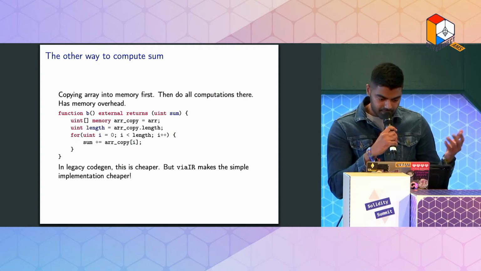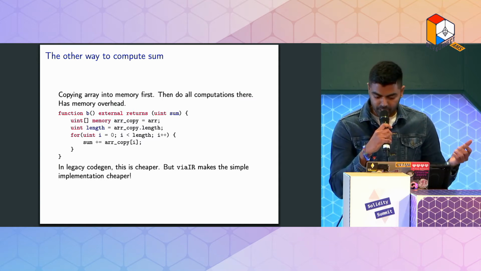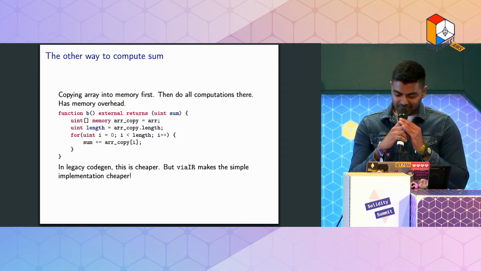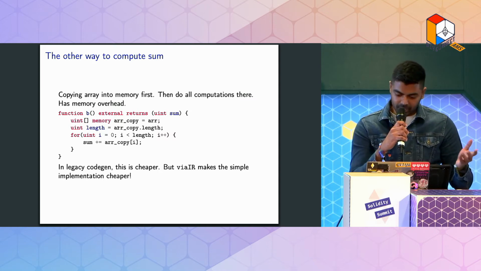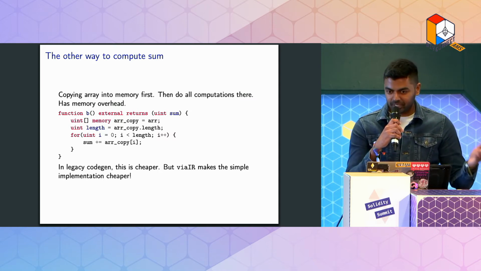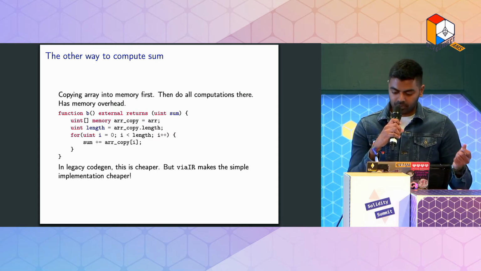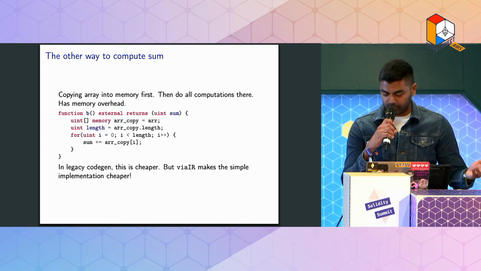And in the other case, we start by copying the array into memory, which is completely redundant and has memory overhead. And to go back to the answer, in the legacy codegen, yes, B is cheaper. But in the viaIR codegen, the very simple implementation is actually cheaper. So hopefully I was able to convince you why you should use viaIR and UL Optimizer.